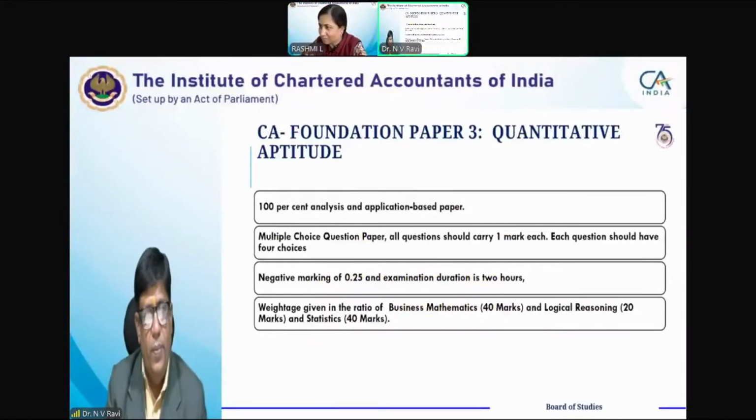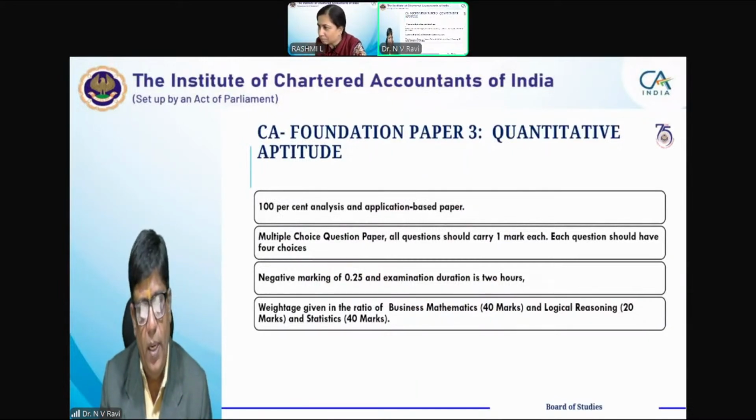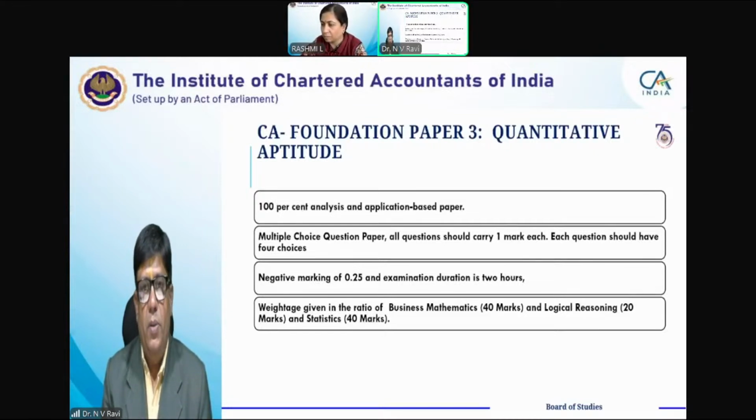Okay, sir. Yes. Now coming to Foundation Paper 3. In the last session also we discussed this paper, Foundation Paper 3. This is a completely 100% application-based paper. It is a multiple choice question paper and all are objective type questions. Each question carries 1 mark. Each question has 4 choices.